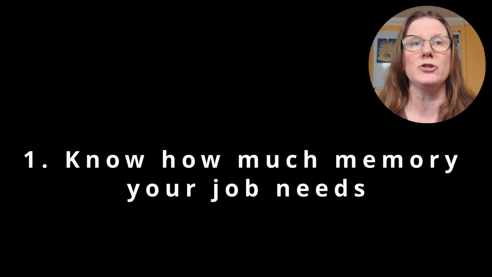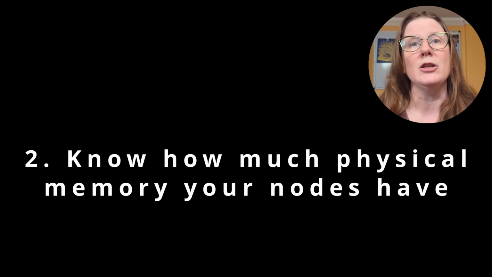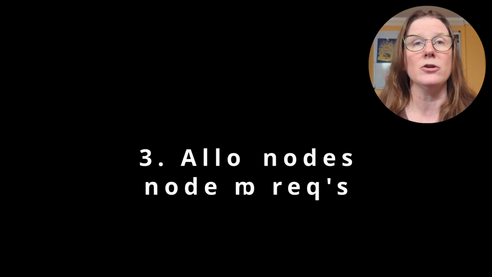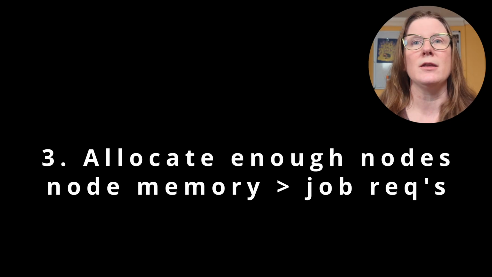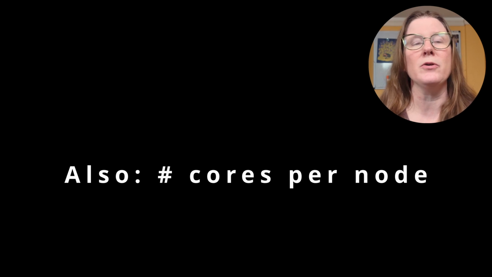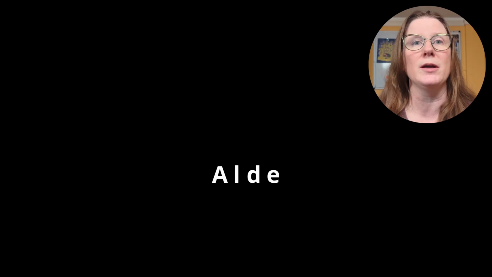Avoiding out-of-memory errors requires 3 things. First, knowing how much physical memory your job will need. Second, knowing how much physical memory your compute nodes have available. And third, allocating enough nodes that the total node memory exceeds your job's requirements. You may also find it useful to know the number of cores per node, since that determines how many ranks you can run per node. Let's look at each of these.